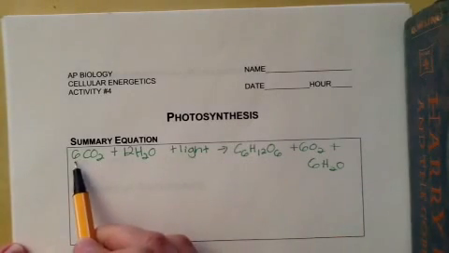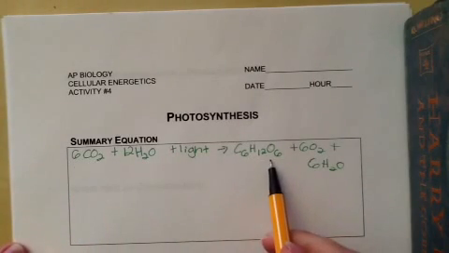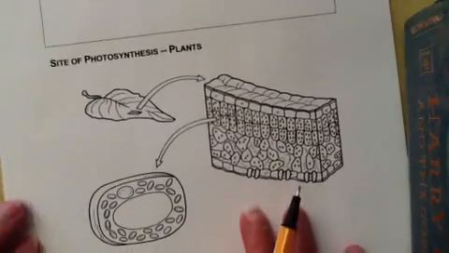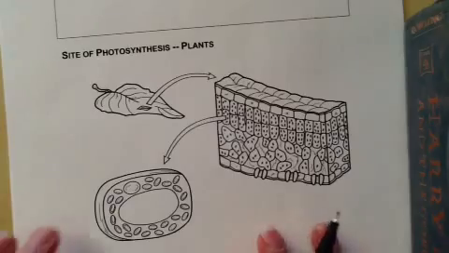Really the idea is you have to put 6 carbon dioxides in to get 1 glucose molecule, okay? And that's where the carbons are coming from, big thing. So where does photosynthesis occur? Well, you should hopefully know that it occurs in leaves.